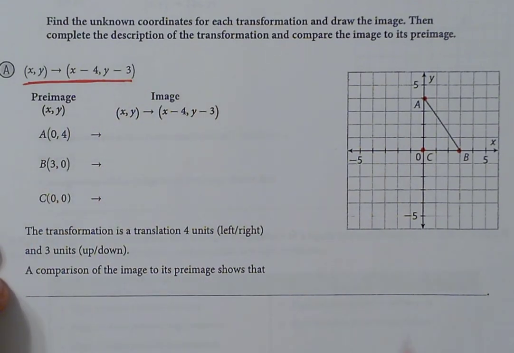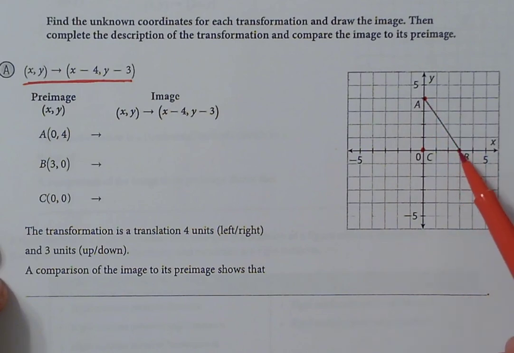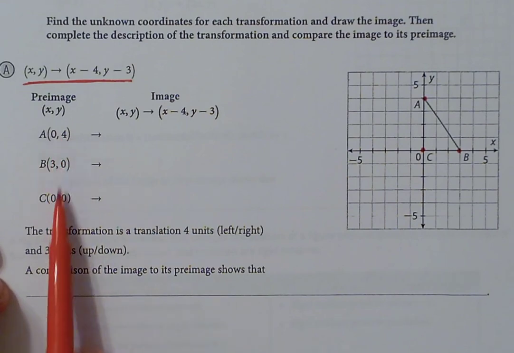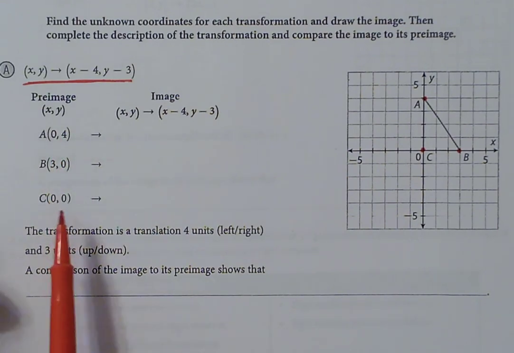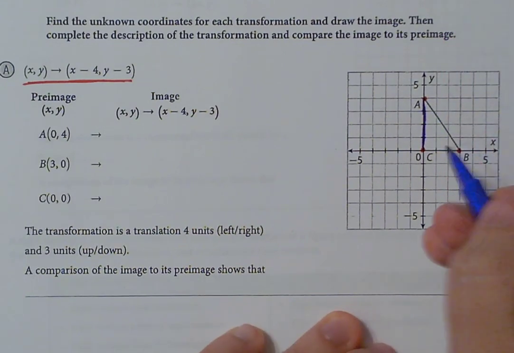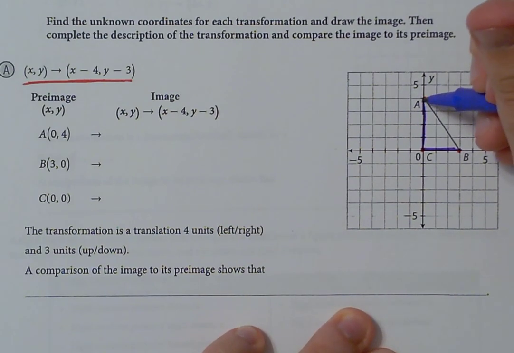So if we look at this diagram, let's find each of the points. A is going to be at 0, 4, B is going to be at 3, 0, and C is going to be at 0, 0. So that is our pre-image. This is what the starting point is. This triangle is going to be our original image. And I'm going to highlight this a little better so that we can reference it easier.